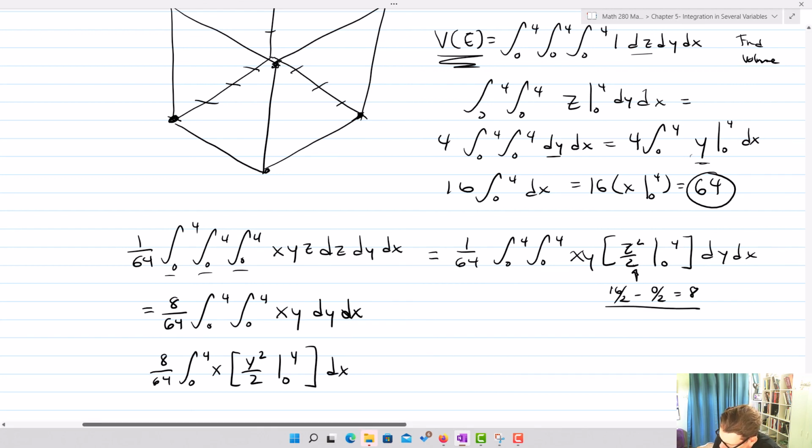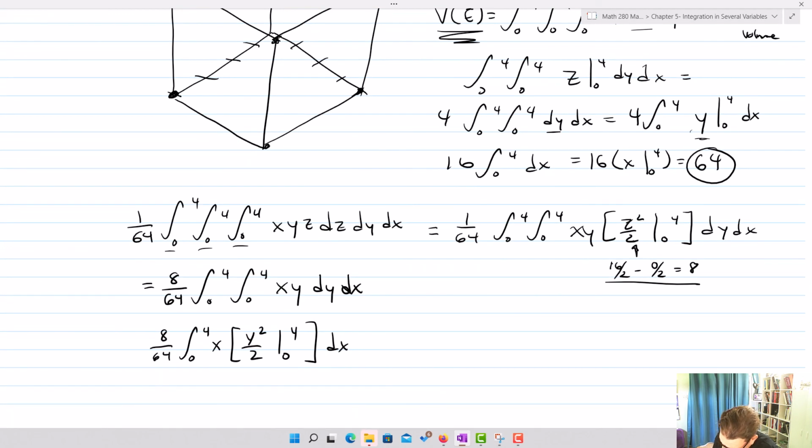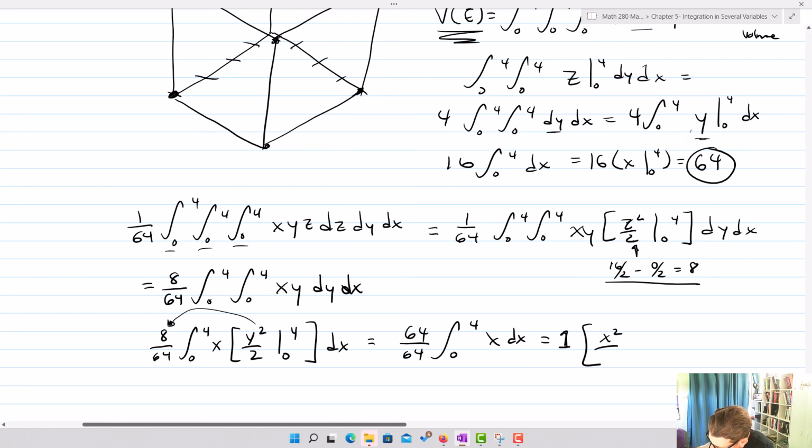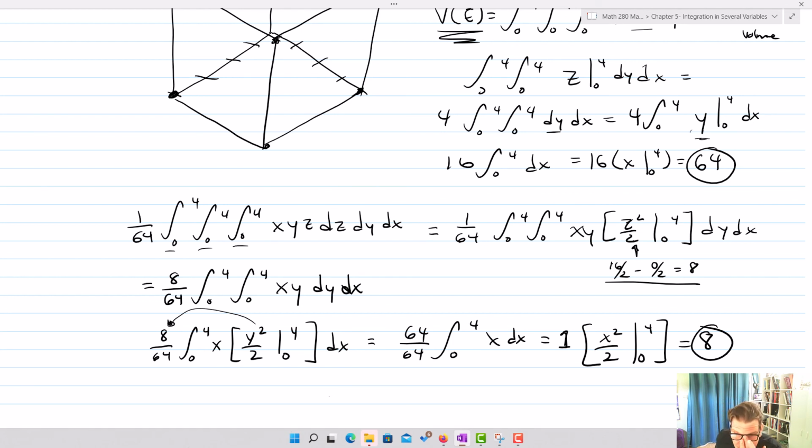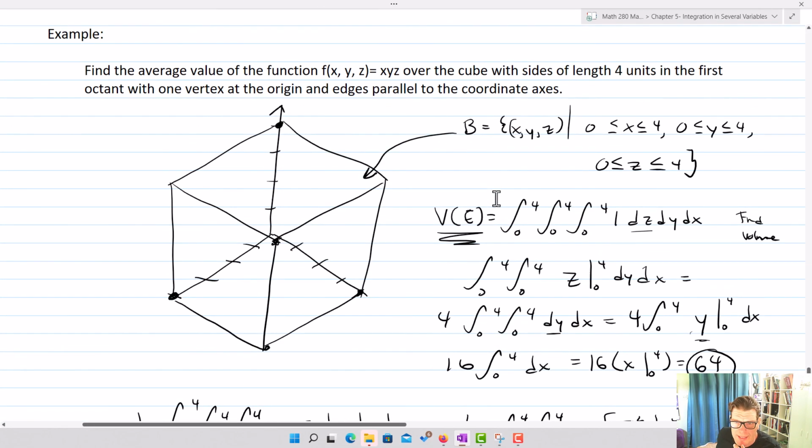Notice that y squared over 2, it's got the same bound, so it's going to be 8 again. So we now are going to take our constant 8 out again. So this is going to equal 64 over 64. Well, we know what that is. That's 1. Okay? Times the integral from 0 to 4 of x dx. So this is then just going to equal 1 times x squared over 2, evaluated from 0 to 4. And that then is just going to equal 8. And so 8 is the average value of this function over that rectangular region.